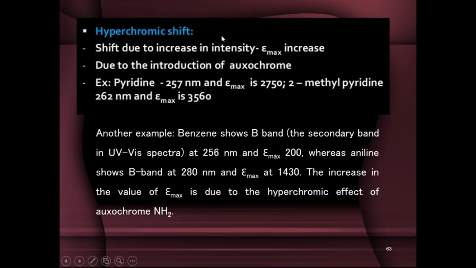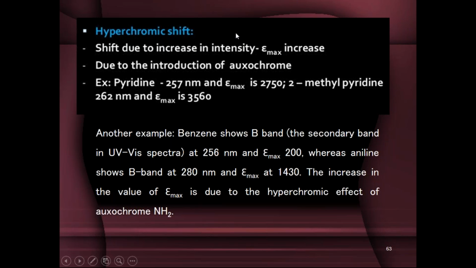Then we come to the next effect, that's hyperchromic effect. It is a shift due to increase in intensity. So the epsilon max value increases. What is epsilon? It is molar absorptivity, and it is a measure of the probability of the transition taking place.